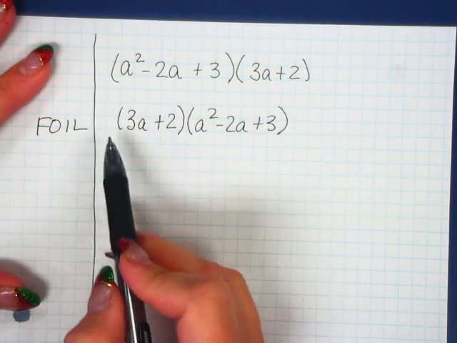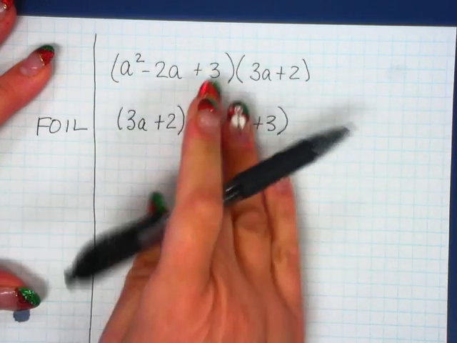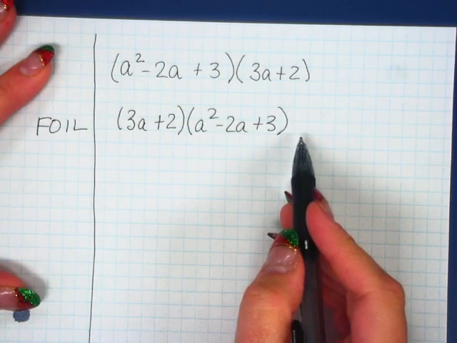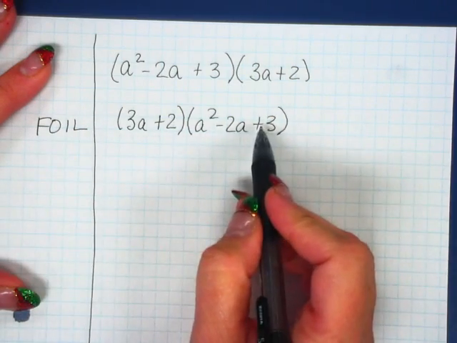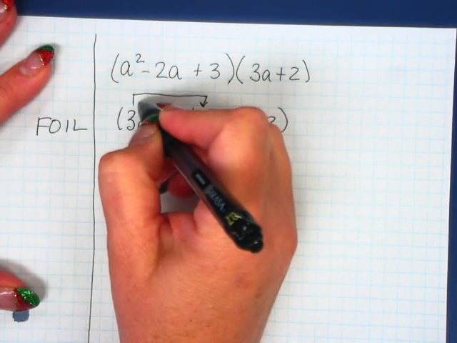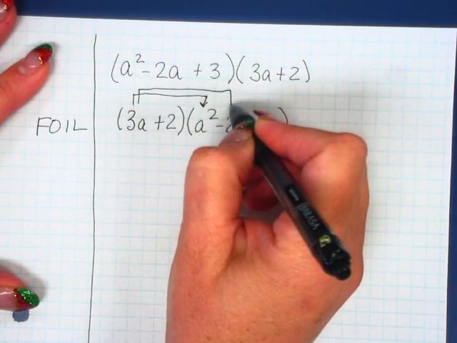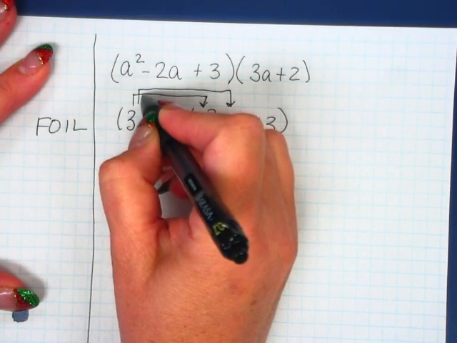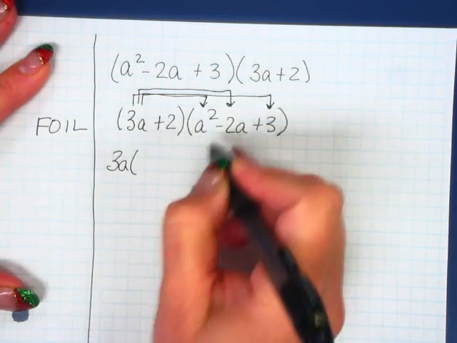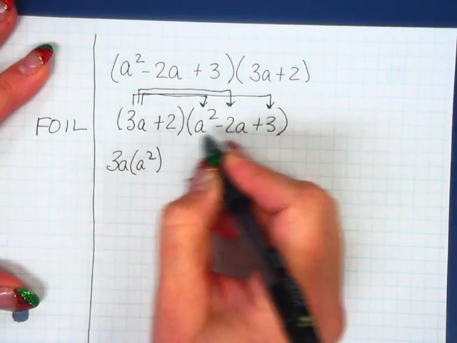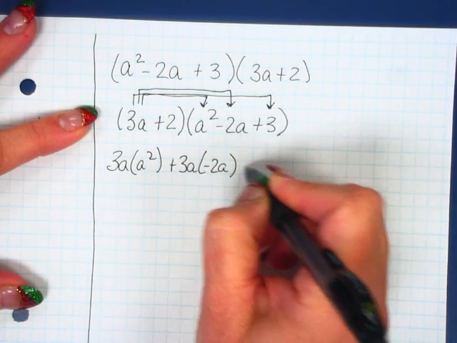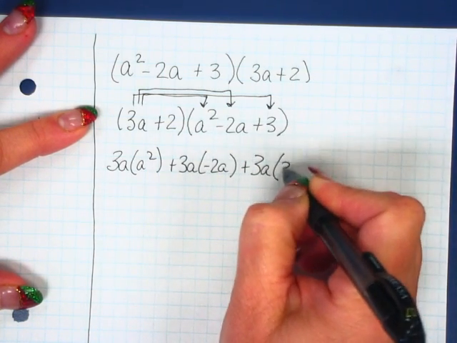And you're going to take everything in this part and multiply it times the other part in the trinomial. So everything in the binomial times the trinomial. So here's what you do. You do 3a times a squared, 3a times negative 2a, and 3a times 3. So 3a times a squared, plus 3a times negative 2a, plus 3a times 3.